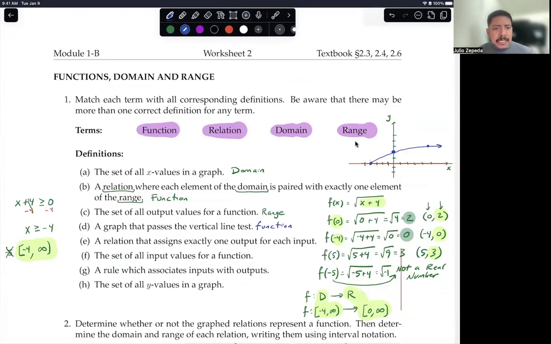A relation that assigns exactly one output for each input. Exactly one output. That's the same as exactly one element of the range, because the range is a set of outputs. For each input, well, that's for each element of the domain. So that's the same wording as in part B. It's just changed a little bit. It's the same meaning as in part B. We just changed the statement slightly. So this is for a function.